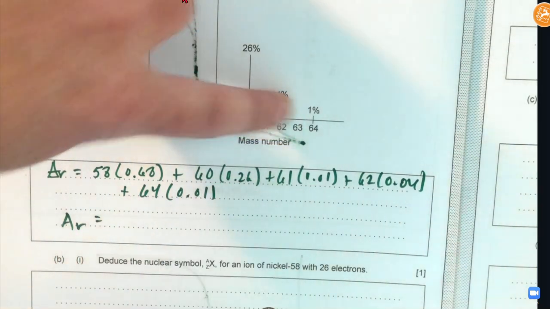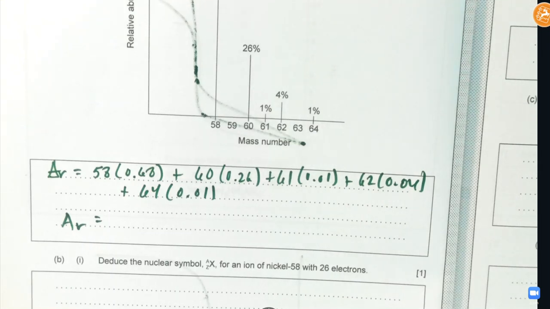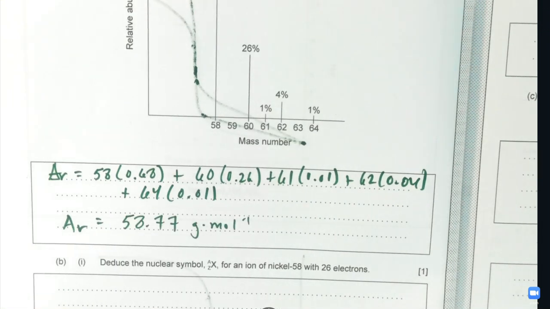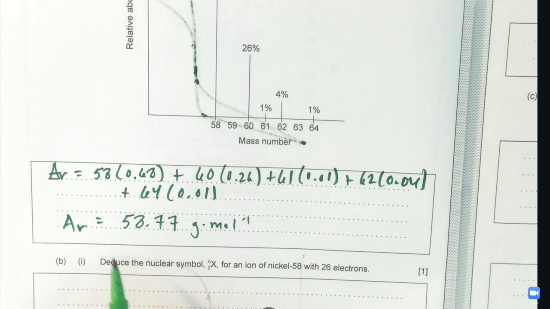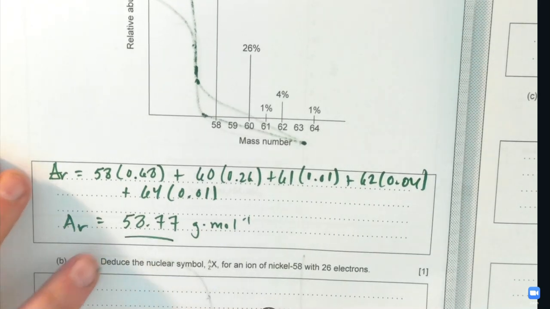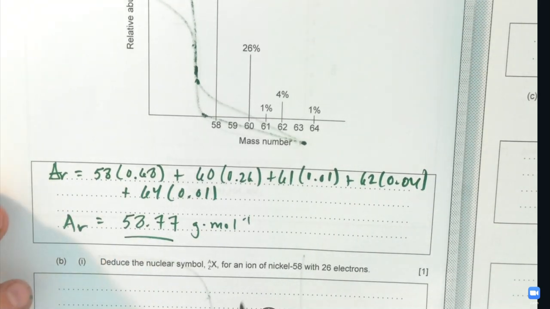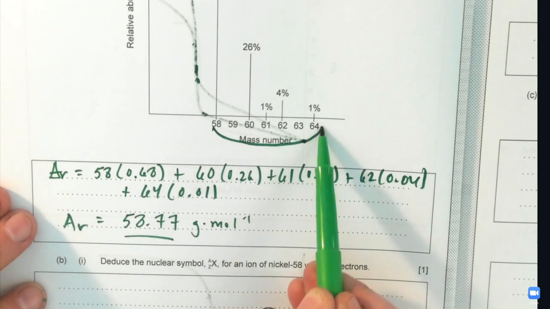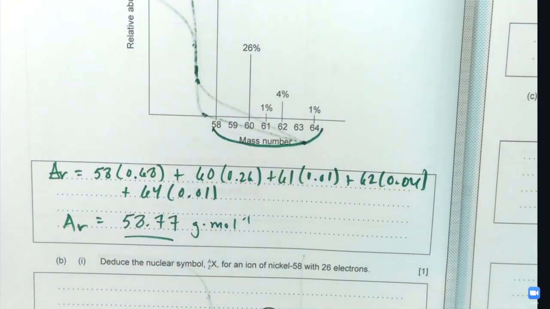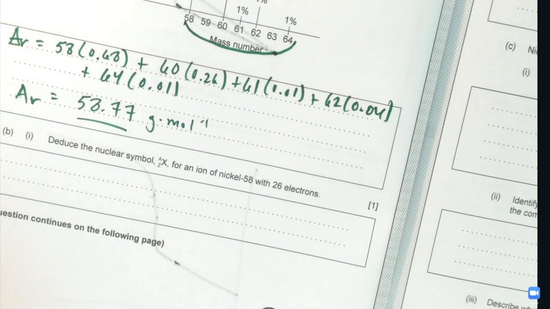All we got to do now is plug it into our calculator. Let me pause real quick. Okay, so when you do the math, you get 58.77. I screwed up putting it into my calculator at first. I got like 1600. I knew that wasn't right because my answer needed to be between 58 and 64. It should be closest to 58 since you have the greatest amount of that isotope.